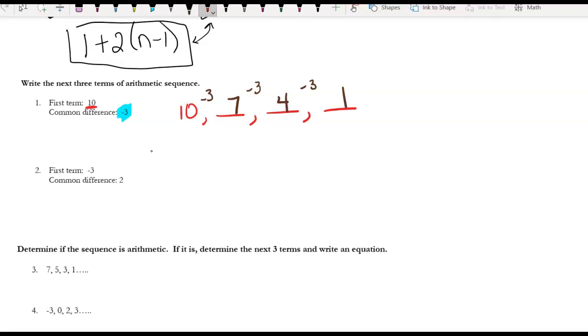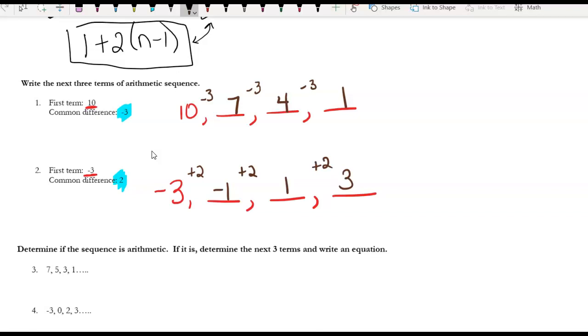Okay, let's go back to red. My first term is negative 3, and it wants me to find my next 3 terms. So I'm writing the blanks. Something about writing the blanks actually helps you visualize it and remember what you're doing. Now it says the common difference is 2. You see how that's a positive 2? So that means I'm going to add 2. Negative 3 plus 2 is negative 1. Plus 2 again is positive 1. Plus 2 again is 3. And that's my answer.